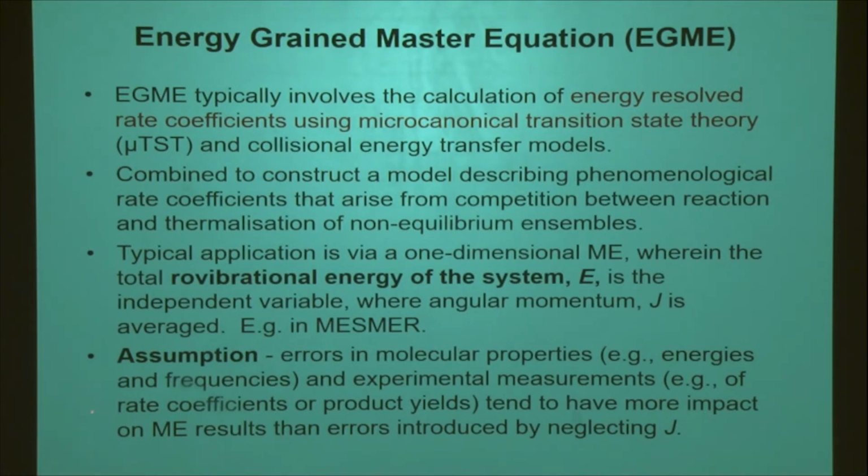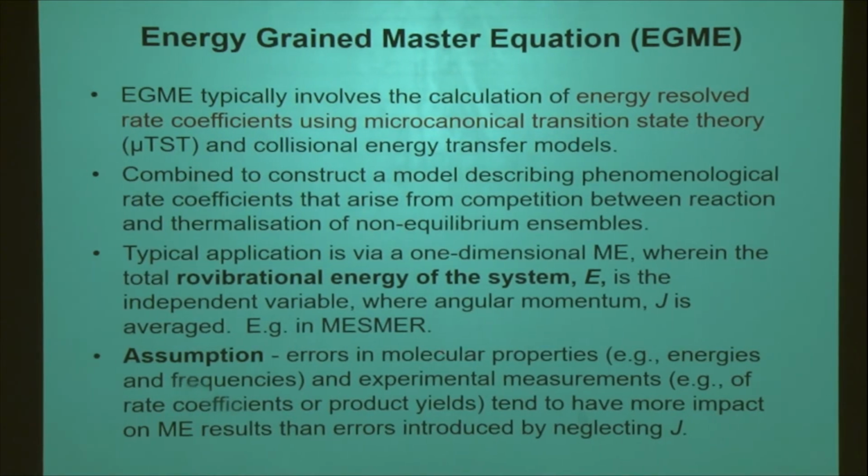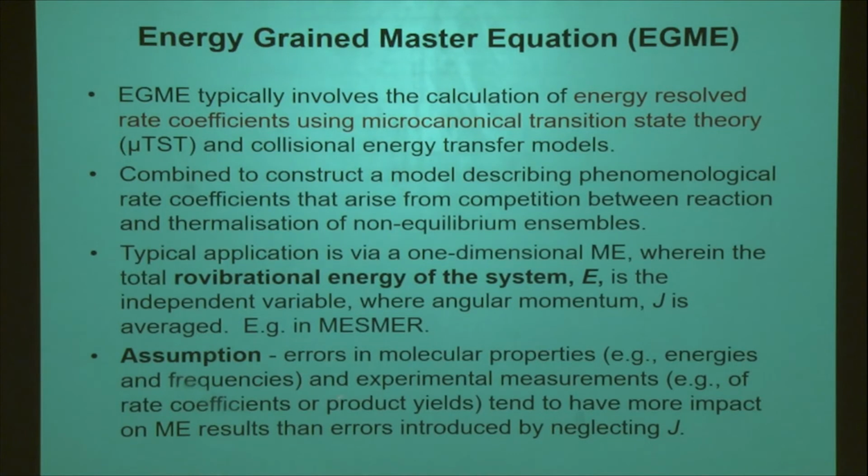In MESMER, this is the Leeds base code by the way, this assumption is made because from experience, for most systems, errors that we've got feeding into the master equation from energy levels from our potential energy surface or from errors in vibrational frequencies, etc., tend to have more impact on the predicted rate constants than the errors induced by averaging over the angular momentum. So it's a simplification, I guess, worth making for saving computational cost.